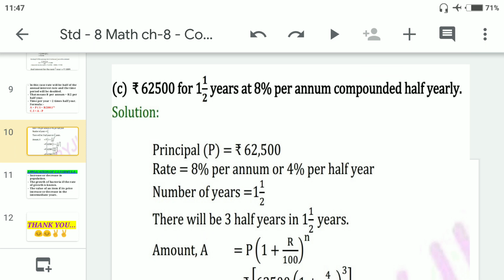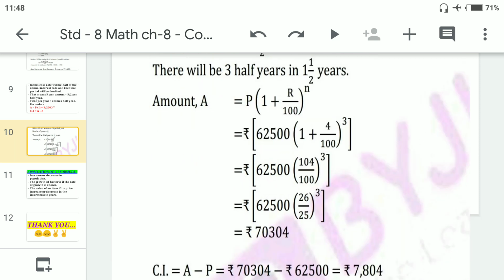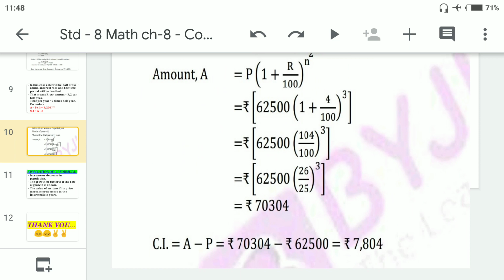So here the principal value is what? Now 62,500. Now rate of interest is 8% per annum, that becomes 4% per half year. Number of year, it is 1 whole 1 by 2, that means it is 3 by 2, which becomes double. That means 3 by 2 into 2, we are having 3 half years in this 1 whole 1 by 2 year. Then simply put the formula, that is amount equal to P whole 1 plus R by 100 to the power n. That means here the rate of interest becomes 4 and the number of half year equal to 3. By putting the formula, getting 70,304, which is the final amount. So compound interest equal to amount minus principal value, that is 7,804.